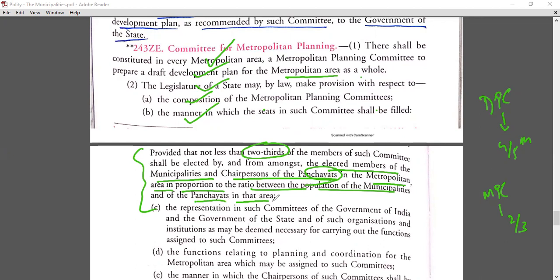So they have to be elected by and from the elected members of municipalities. Okay, so elected members of municipalities and chairpersons of the panchayats in that metropolitan area. So the proportion will be according to the ratio between the population of the municipalities and panchayats in that area. Okay.